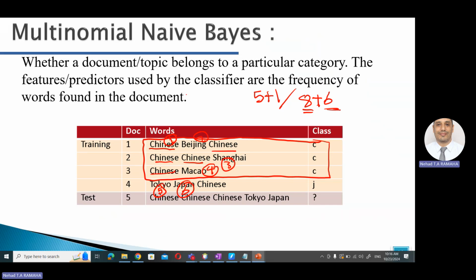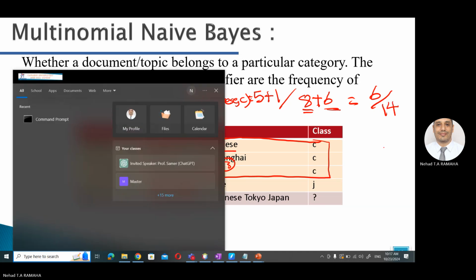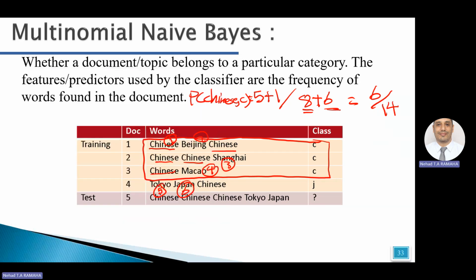Okay, so probability of China or Chinese with category C, it's equal 5 plus 1 divided by 8 plus 6. So it's equal 6 divided by, okay, another time.